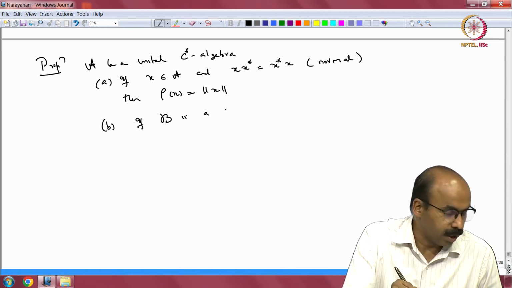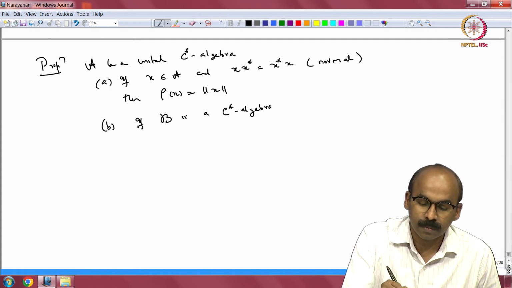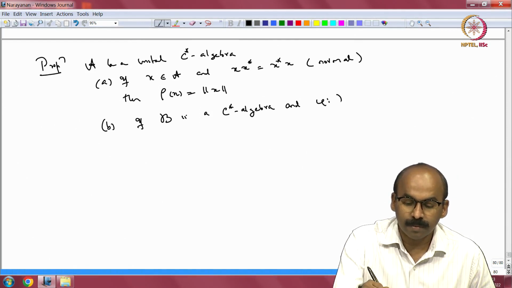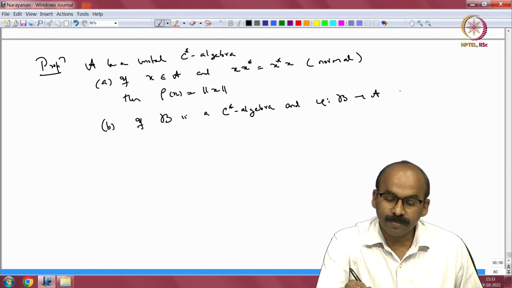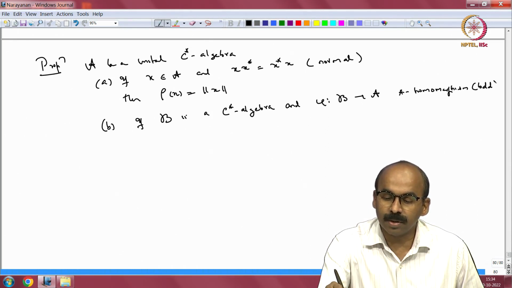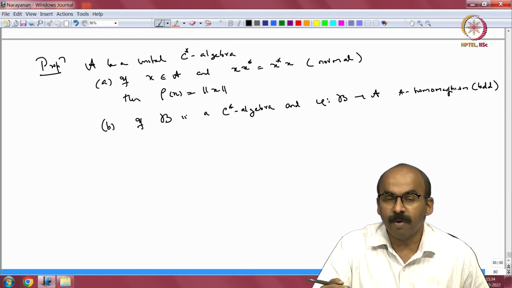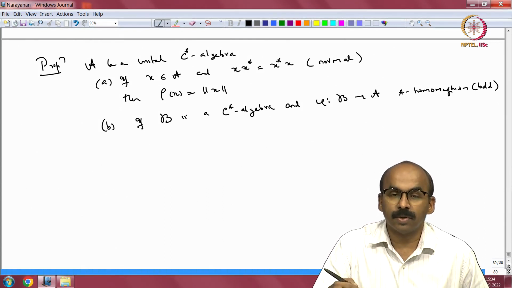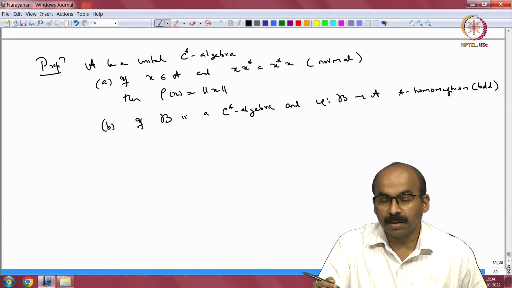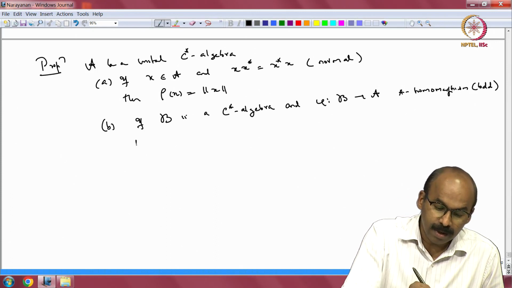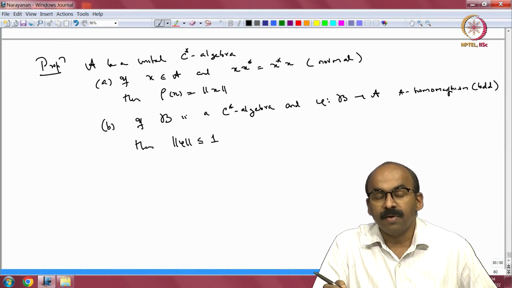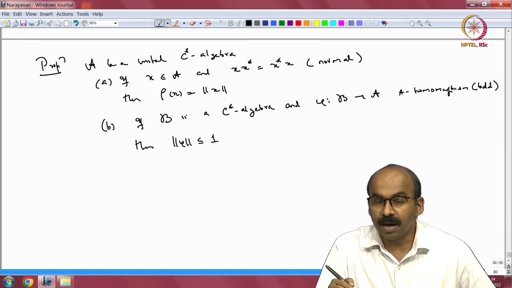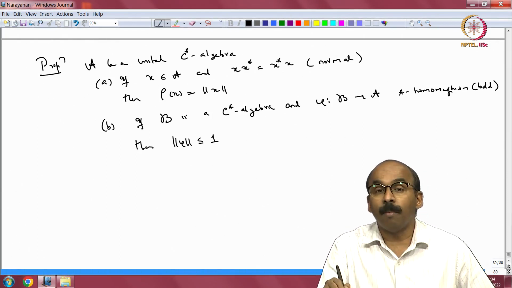If B is a C-star algebra and phi from B to A... So, A is a unital C-star algebra that we already know, B is another one, and I have a star homomorphism. Of course, this is continuous. Okay. So, it is a bounded linear map to start with, and it is a homomorphism, that means the product goes to product. The star homomorphism means it also respects the star. Okay. So, phi of x star would be the star of phi of x, right, the adjoint of phi of x. Then it is contractive, the norm of phi is less than or equal to 1 automatically. So, a star homomorphism between C-star algebras has to have norm less than or equal to 1. Okay.